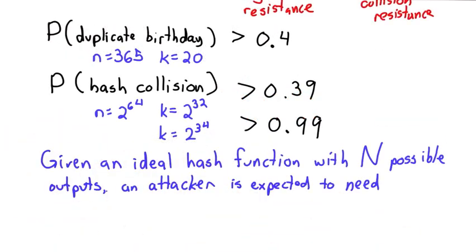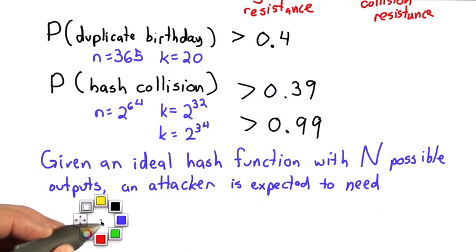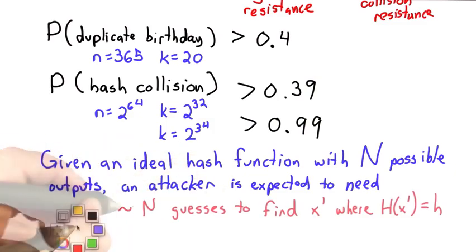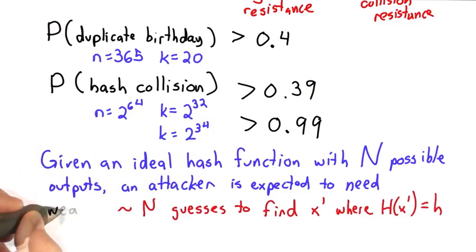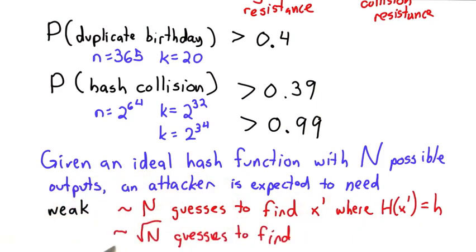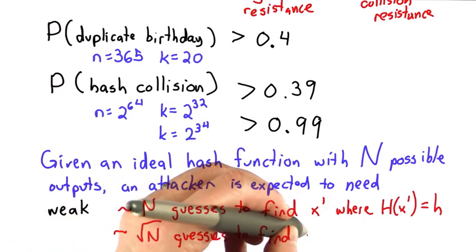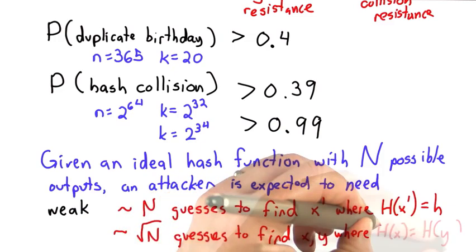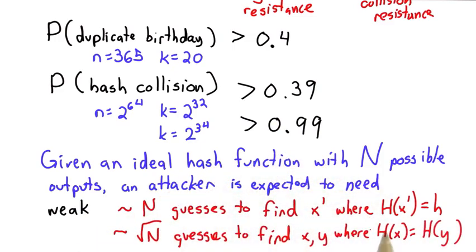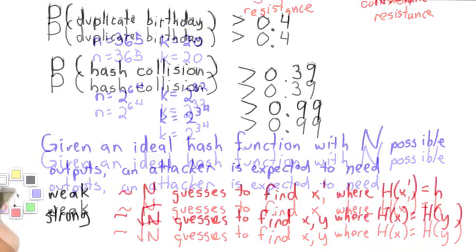So the conclusion is that given an ideal hash function with n possible outputs, an attacker needs about n guesses to find an input that hashes to a particular value, but only needs about the square root of n guesses to find a pair that collide. This assumes the attacker can store all those hash values as they try the guesses and compare each to all the previous ones.